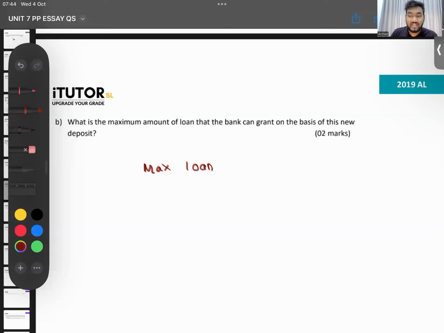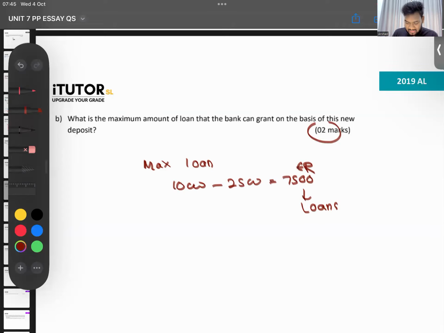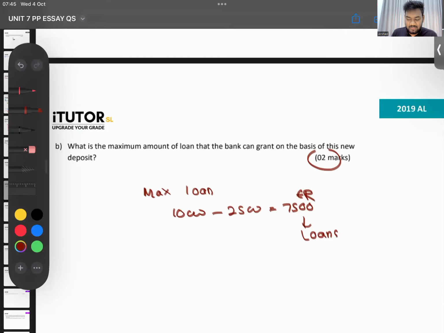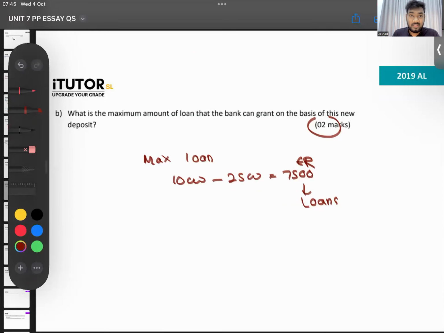10,000 came, 2,500 they have to keep as required reserve. You can say 10,000 minus 2,500 required. They have 7,500 of excess reserves. These excess reserves can be given out as loans. See, that's the easiest 2 marks that you will ever find in any paper. Is there anything else? No. That's it with the credit creation. Is that okay?